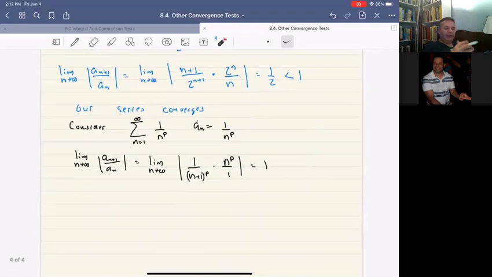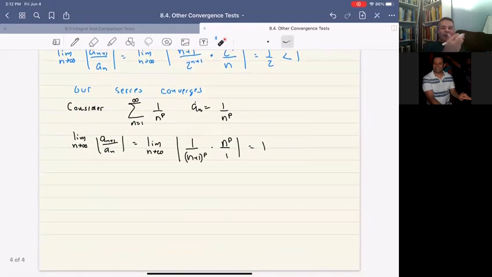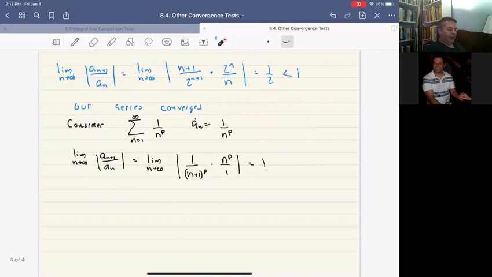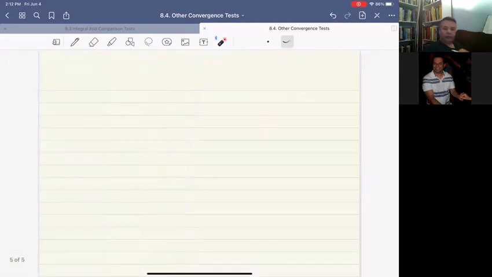So I just wanted you all to see that with these tests, sometimes you have to figure out what's the right one to use for the given problem. Okay, we've got one more, and that's the root test, and I'll do that in the next video.